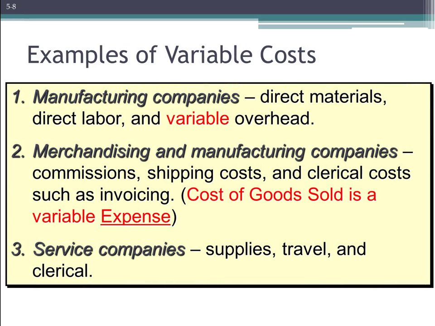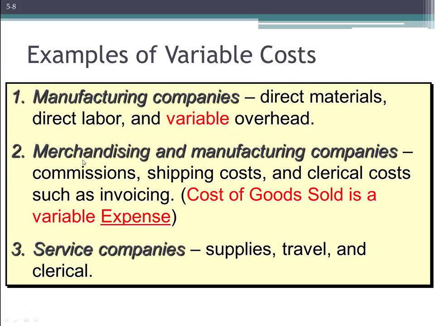Here's some examples of variable costs. In a manufacturing company like ours, of course, direct materials, right? Our chocolate would be an example of a variable cost. Direct labor would also be the labor costs, or the salaries or wages that we're paying our direct laborers, right? Those would be direct variable costs. And of course, manufacturing overhead, but only the variable component. And there's going to be both variable and fixed manufacturing overhead components, which we'll get into in just a bit.